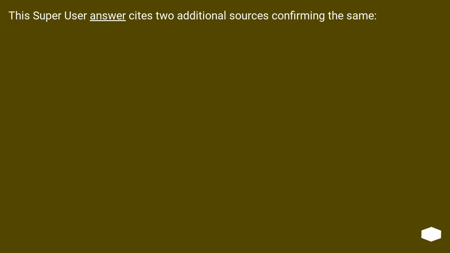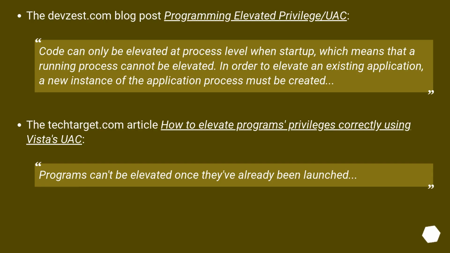This Super User answer cites two additional sources confirming the same. The devsist.com blog post, programming elevated privilege/UAC: code can only be elevated at process level when startup, which means that a running process cannot be elevated. In order to elevate an existing application, a new instance of the application process must be created. The techtarget.com article, How to Elevate Programs' Privileges Correctly Using Vista's UAC: programs can't be elevated once they've already been launched.